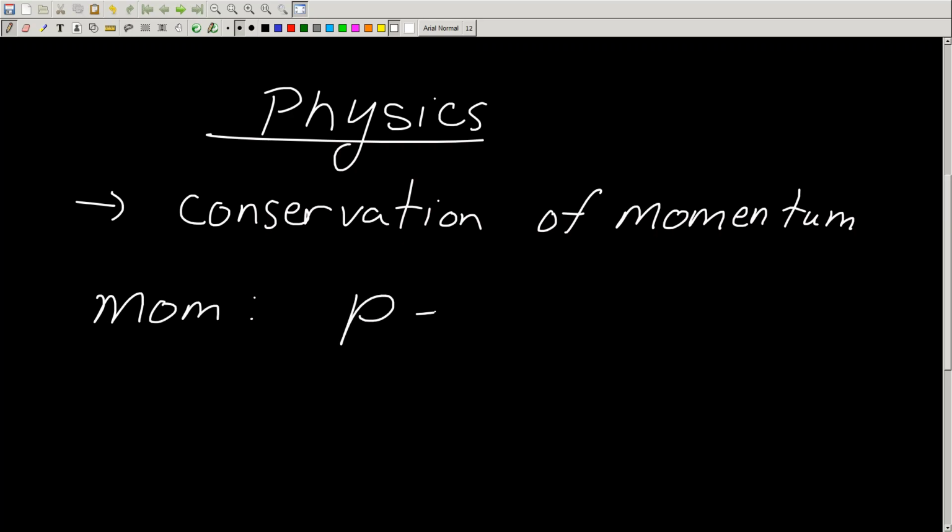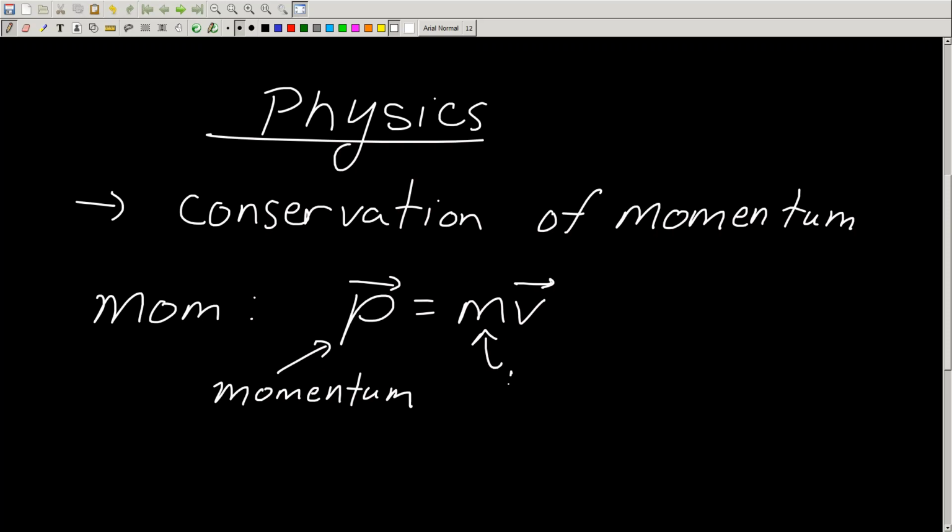is P equals m times v, where we say that the momentum vector P, this is momentum, is directly proportional to mass. So if mass gets bigger, then so does momentum, and if velocity gets bigger, so does momentum. Okay, that's how it depends on each quantity.